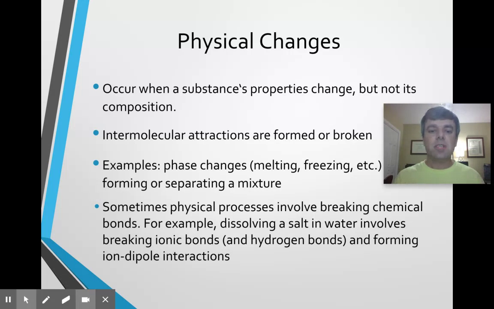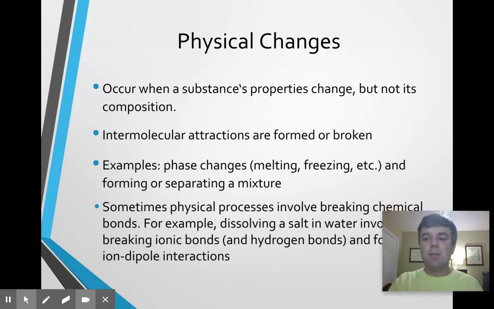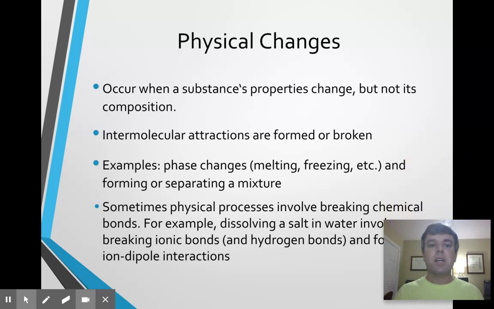So you could argue that it does involve making and breaking some chemical bonds, but you're not creating entirely new compounds when you dissolve, say, salt into water. And the properties of the salt and the properties of the water still remain unique and distinct. Unlike, for instance, when you take sodium, a silvery colored soft metal, and chlorine, a greenish colored poisonous gas, and you mix them together and you get salt. That's clearly a chemical change, not a physical change.